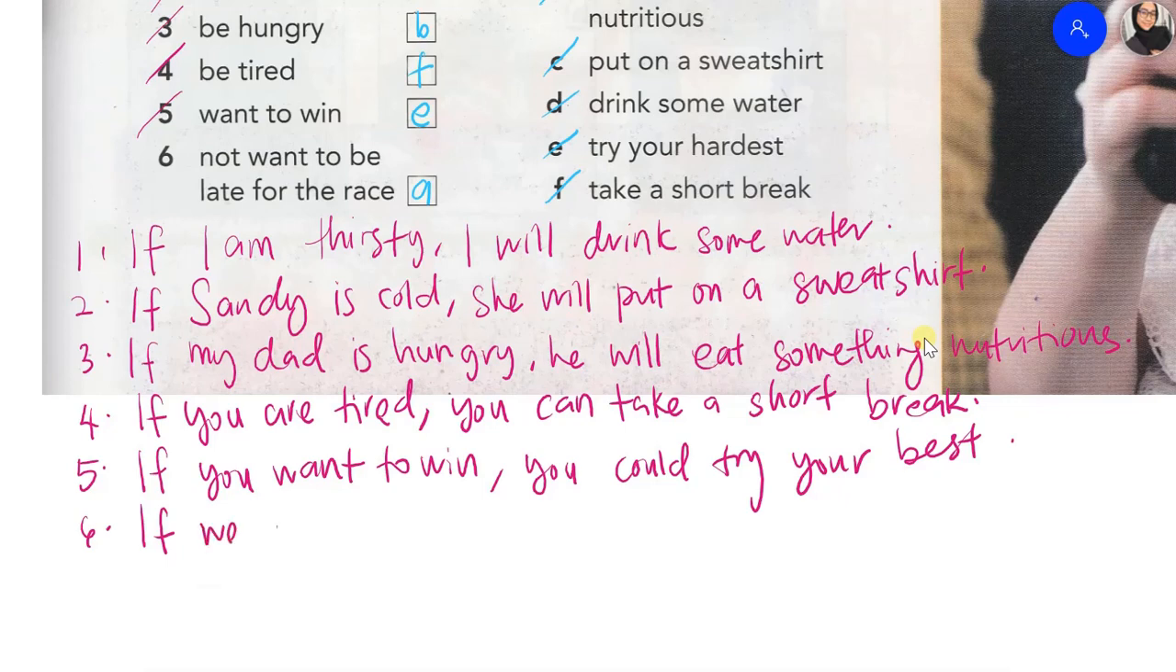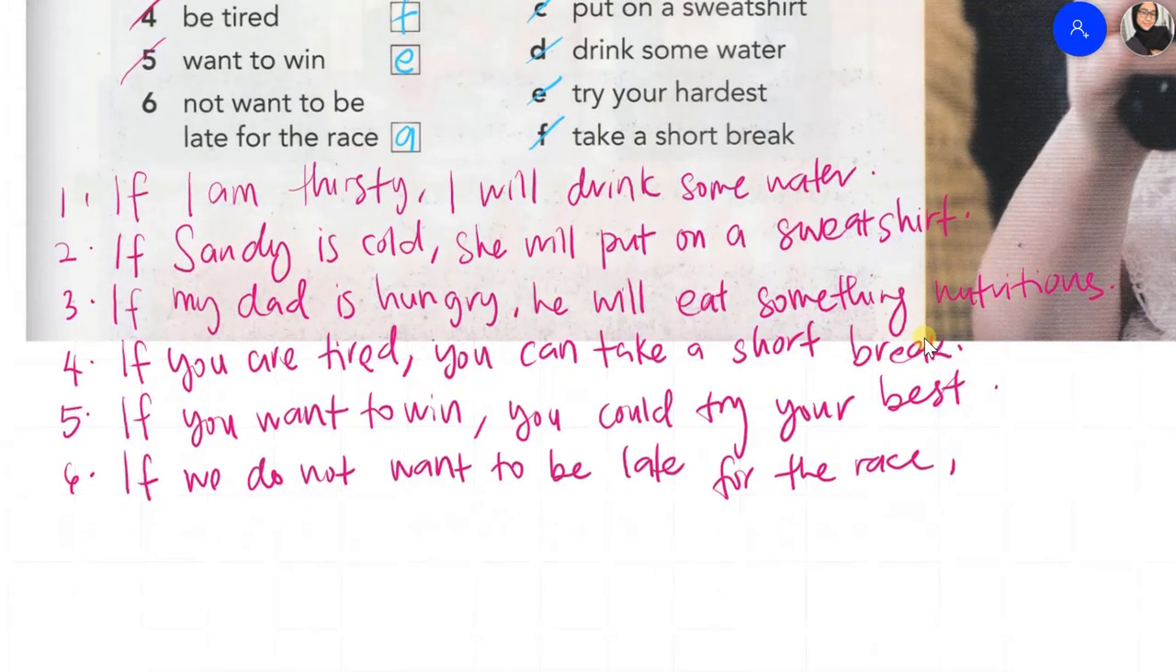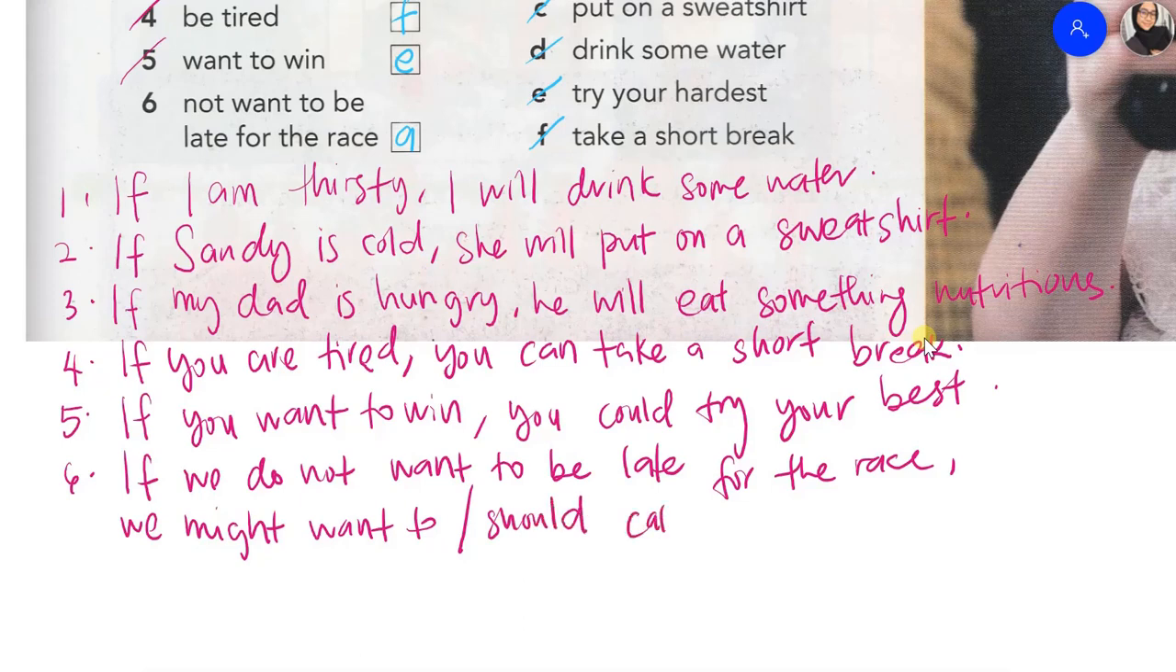Number 6. If we do not want to be late for the race, we might want to, or we should catch the bus on time. Right.